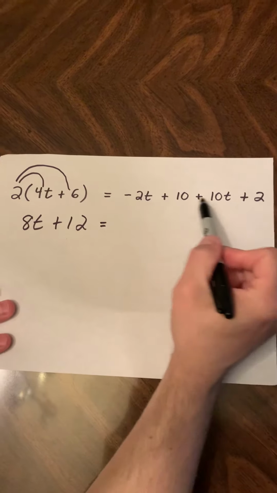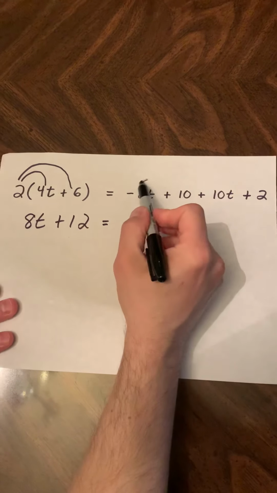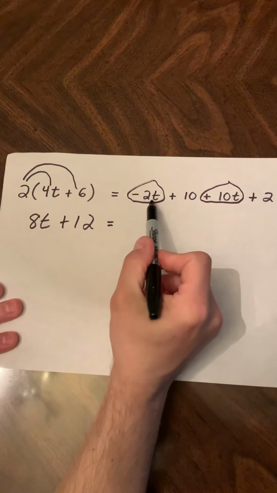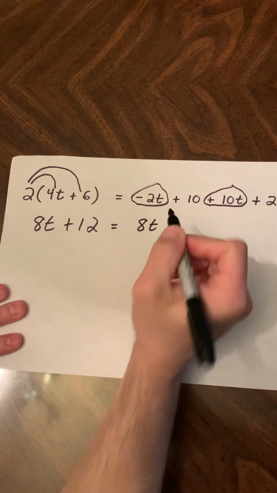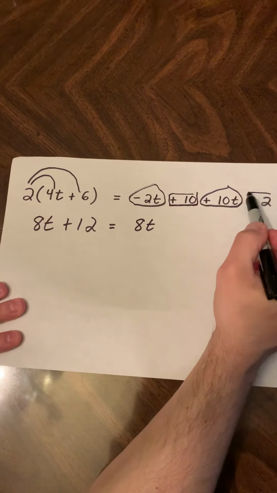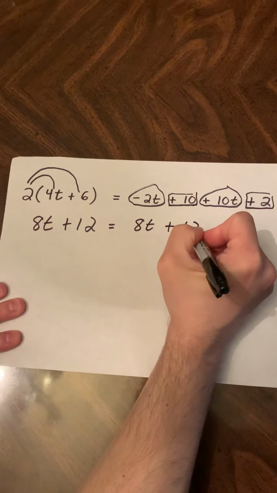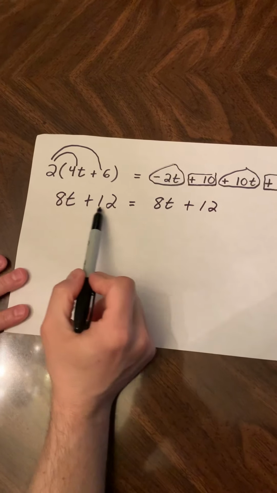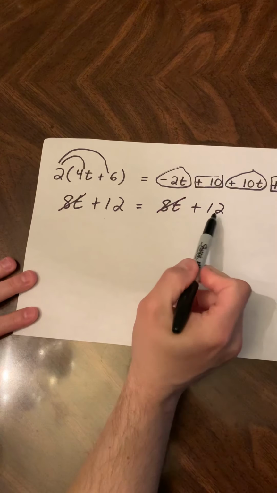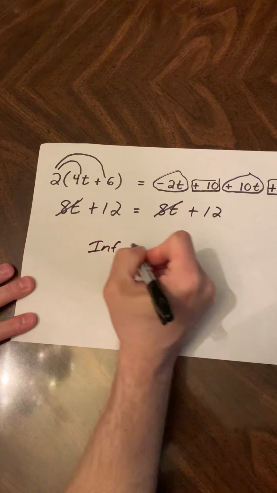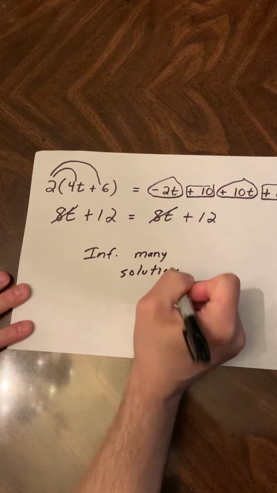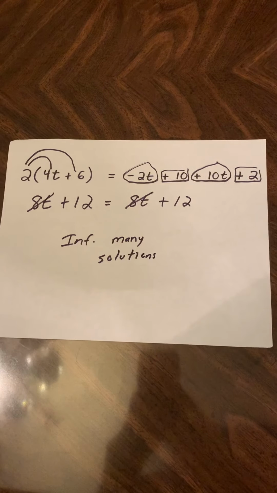On this side there's no parentheses, so I can just combine my like terms. I have a negative 2t and a positive 10t. Those are both variable terms. If I add them together, that's 8t. And I could do the same with my constants. A positive 10 and a positive 2 is plus 12. And if you look now, it's exactly the same on the left and the right. That tells me these cancel, and no matter what, these will always be equal. So we say there are infinitely many solutions, and that means no matter what you plug in for t, the left and right side will be equal. I hope that was helpful.